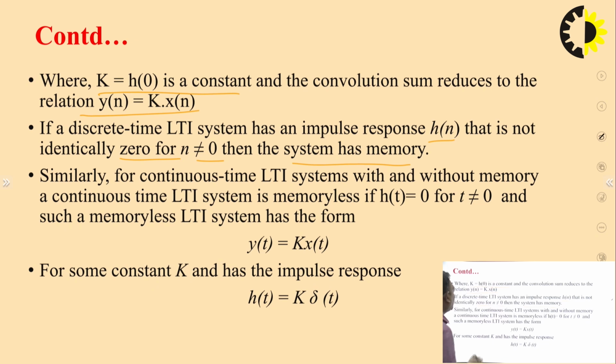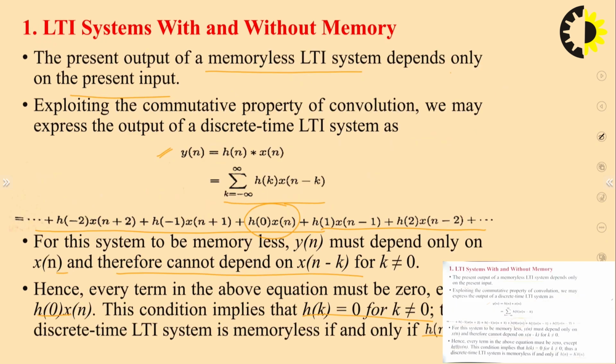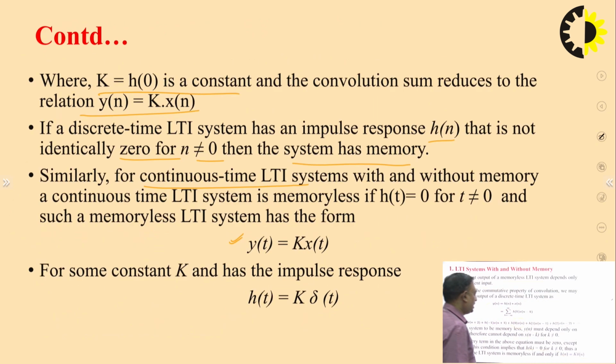In the case of continuous time LTI systems, you get the same type of condition, that is y(t) equals k times x(t), where the impulse response is h(t) equals k times delta(t), like here we have obtained h[n] equals k times delta[n].